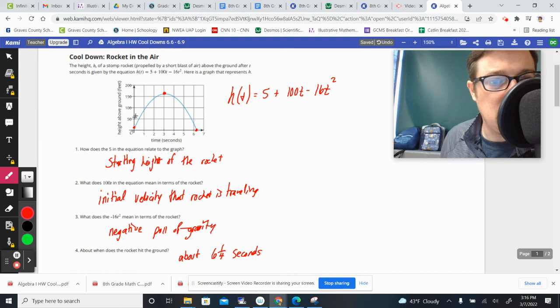So peak, starting point, launch, land. And that's how these upside down parabolas can model the projectile flying through the air from a launch point with a given initial speed.